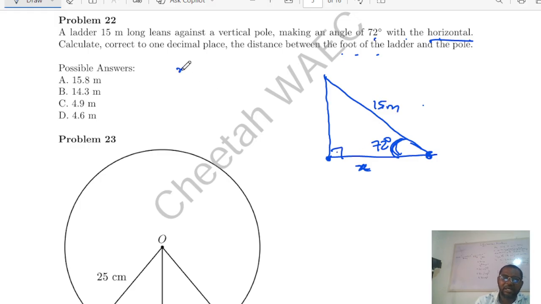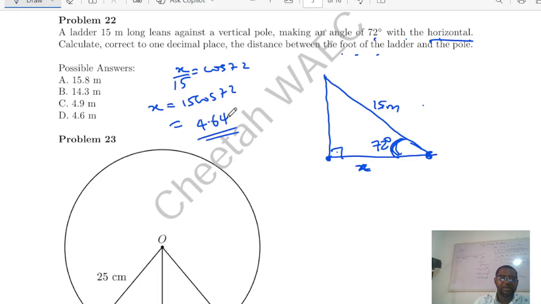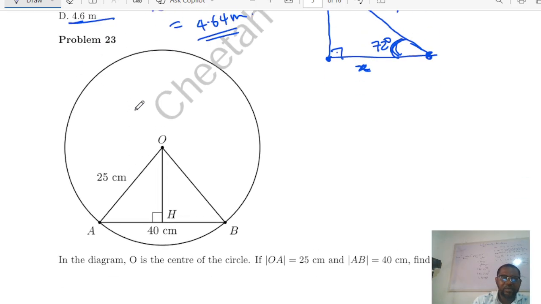So I'm going to say x over 15 is equal to cos 72. So x is supposed to be 15 cos 72. So I'm going to use my calculator to get that done. So 15 cos 72 is 4.64. Okay, so apparently, the answer is D. Quite easy, right? Now the next one says, in the diagram, O is the center of the circle, okay?